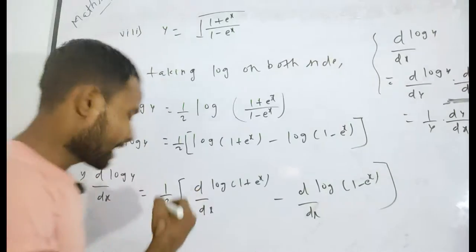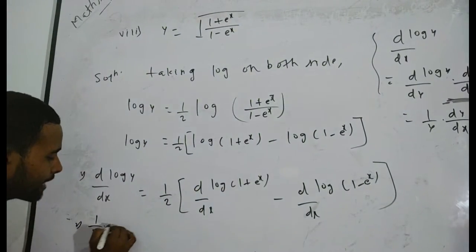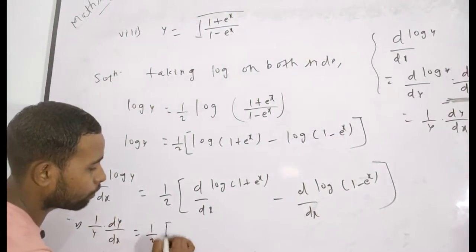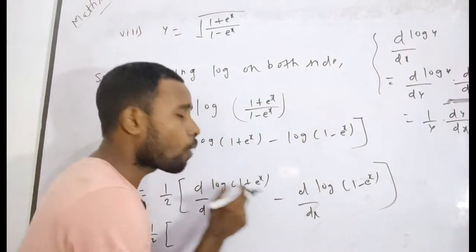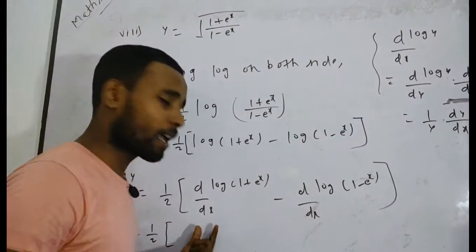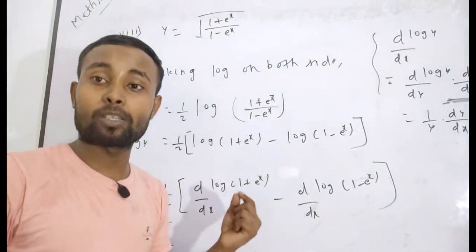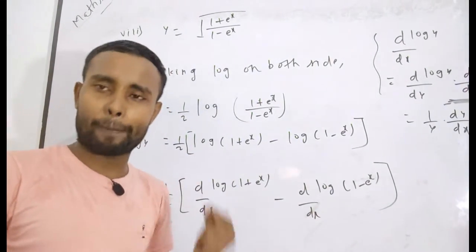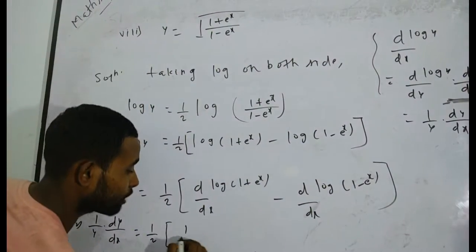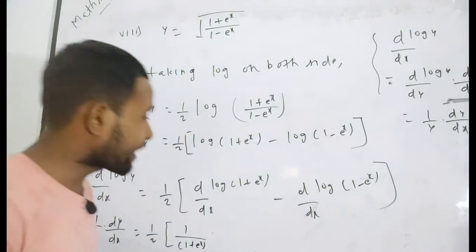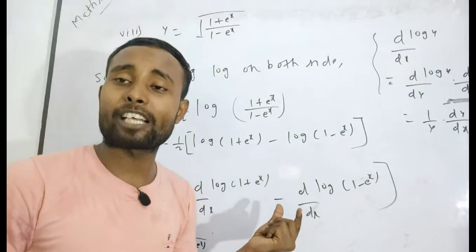Now I want to write 1 upon y into dy dx is equal to 1 upon 2. Now the derivative of log of 1 plus e to the power x with respect to x can't be taken directly. That's why I want to differentiate with respect to 1 plus e to the power x firstly. In that case you will get 1 upon 1 plus e to the power x into, now again you have to differentiate 1 plus e to the power x with respect to x.